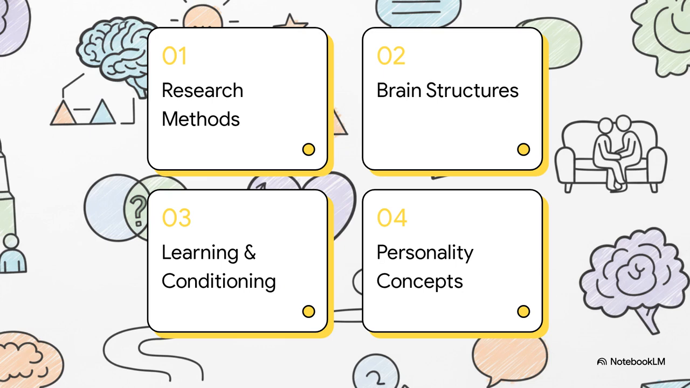Here is our blueprint for today's explainer. First up, we're hitting psychological research methods. Second, brain structures and functions. Third, learning and conditioning. And fourth, core personality concepts.